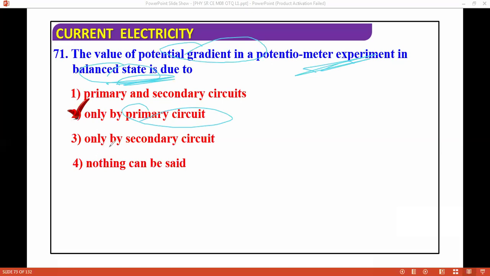I hope all of you know about all these concepts. If you don't know, please don't mind me. Seriously, if you don't know, you don't know. Next, we are moving to the next question.